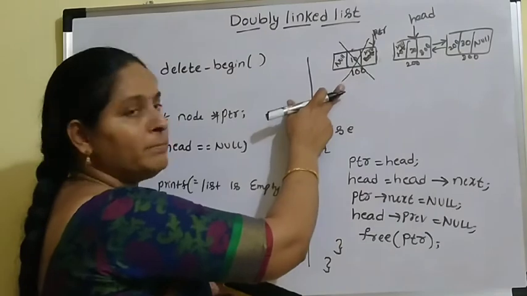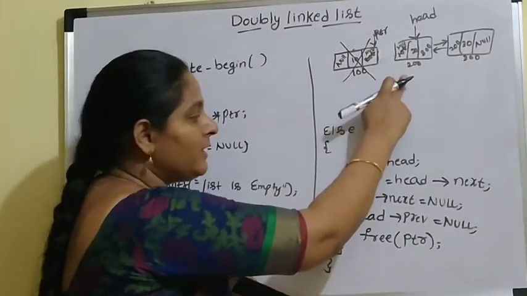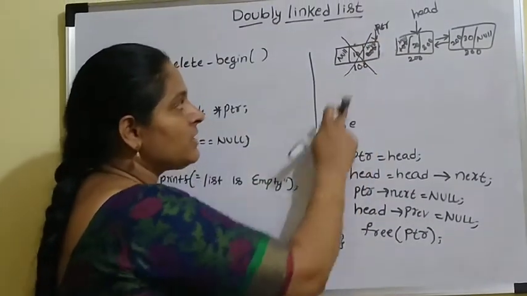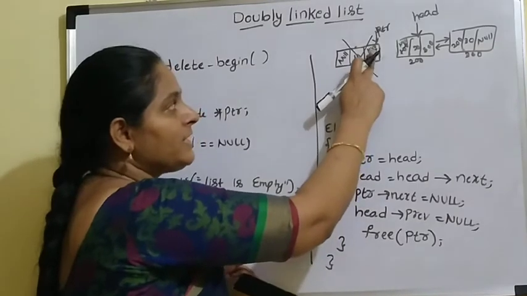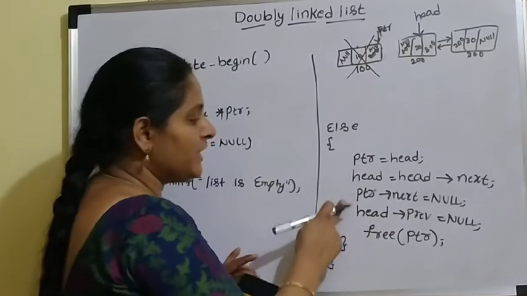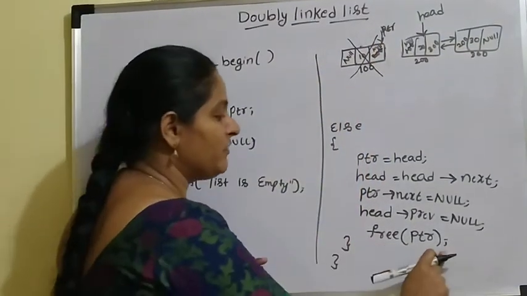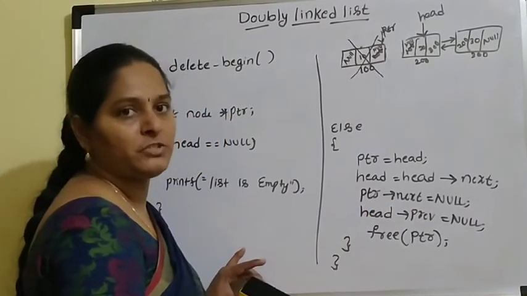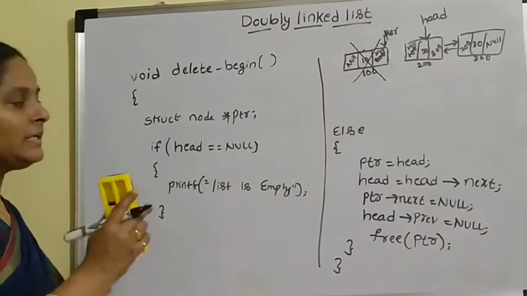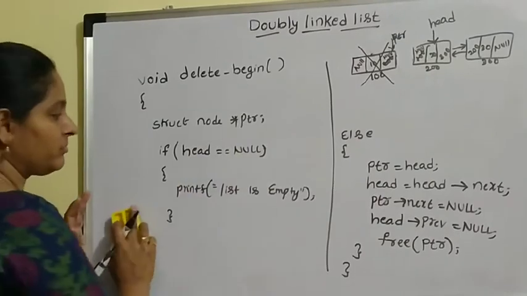Suppose if you want to delete the begin node, make the second node as head node, then disconnect these two links. For disconnecting these two links, store the PTR next value as null and put the null value in the head previous. Then automatically these connections will be disconnected. Then remove the memory from the PTR by using free function. So this is the code for deleting the node from the beginning. Let us see how to delete the node from the end position.